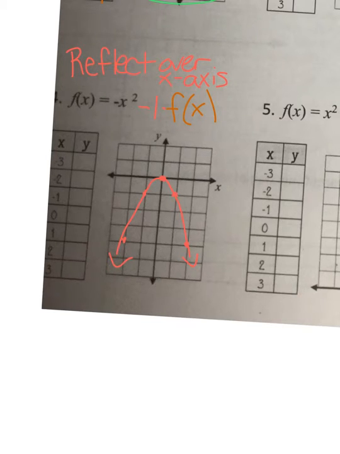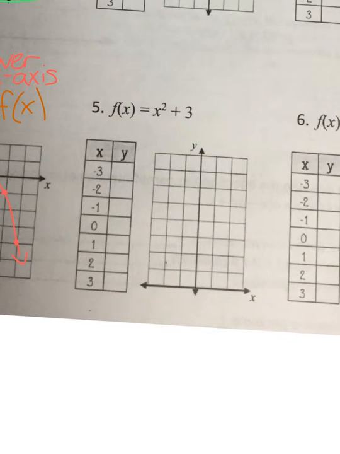All right, number 5. So number 5, instead of putting something in front of the f of x, we're now putting numbers behind it. So for this one, we're going to have our f of x, our parent function, as represented by the x squared, plus 3. And what happens when you add or subtract, it's going to move the graph up and down. So if it's a plus, this is going to be a shift up. In this case, it'd be a shift up of 3 units.